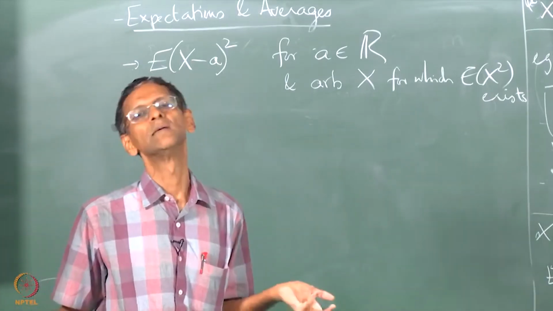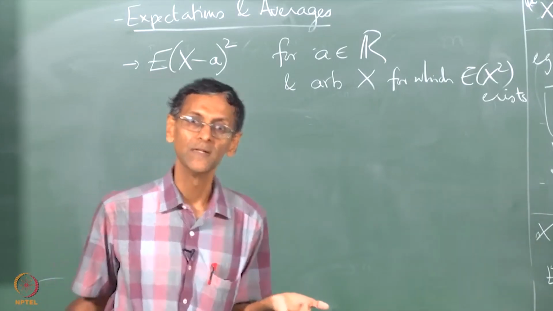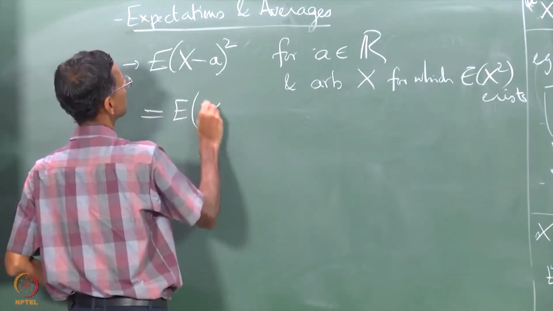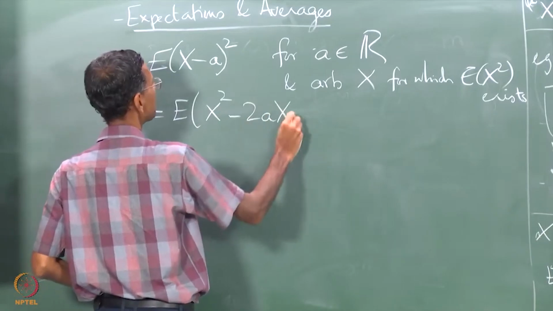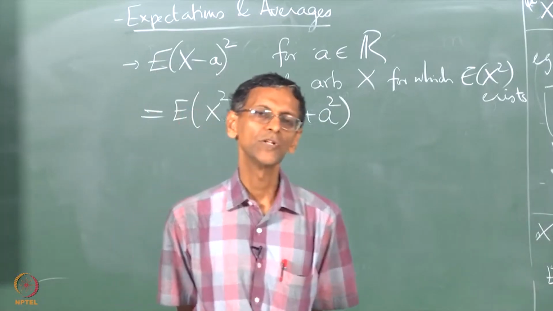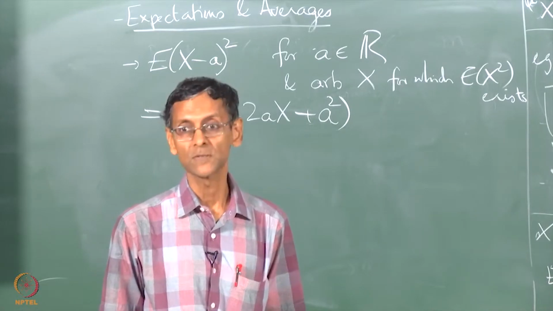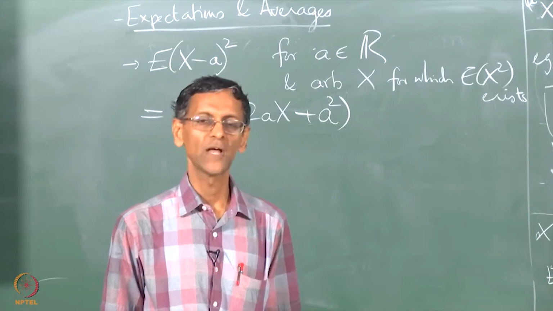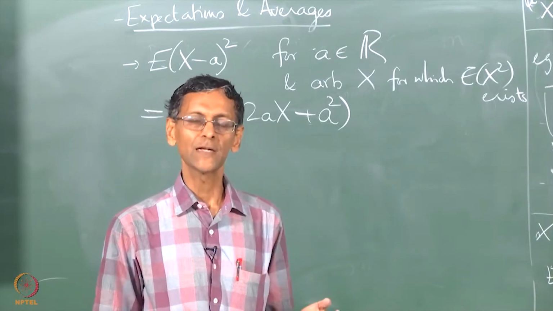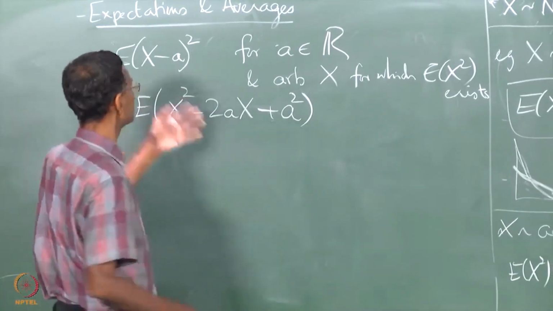Because X is after all always a real number. It may be a random variable, but it is a real random variable, so it is always a real number. So, this is identical to E of X squared minus 2aX plus a squared. You can use ordinary algebra to simplify expressions involving random variables, and we are going to do that heavily from now on, because for every real value taken by X, this identity is valid. So, there is no way that this cannot hold.